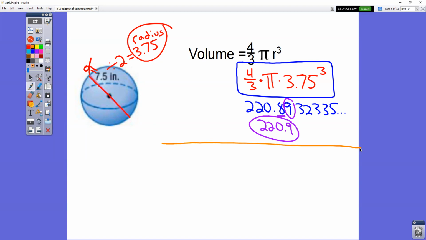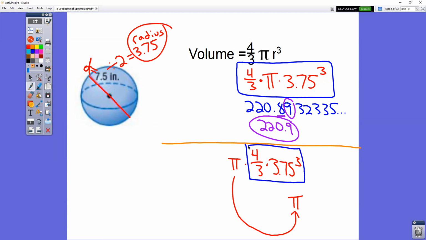If we had to leave our answer in terms of pi, you're going to type in everything except for the pi symbol. So 4/3 times 3.75 to the third power. We're just going to take our pi symbol and stick it at the end of our answer. So all that you're going to type into the calculator is 4/3 times 3.75 to the third power. When you do that, you get a decimal answer, 70.3125 pi. Again, don't round your leave in terms of pi answers.